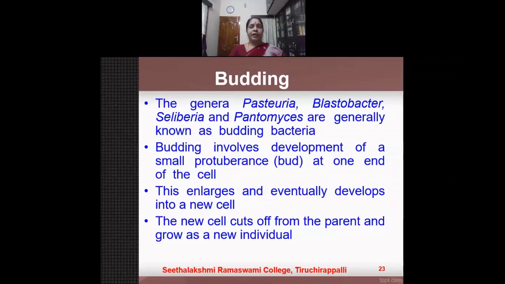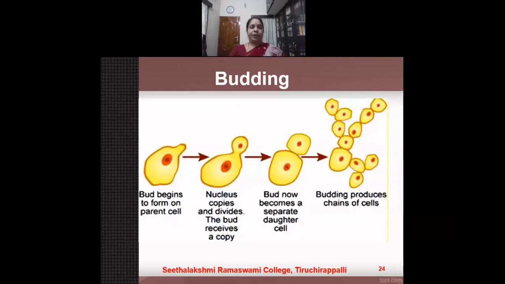Budding. The genera Pasteuria, Blastobacter, Seliberia, and Planctomyces are generally known as budding bacteria. Budding involves development of a small protuberance, a bud, at one end of the cell. This enlarges and eventually develops into a new cell. The new cell cuts off from the parent and grows as a new individual. This is the budding process.